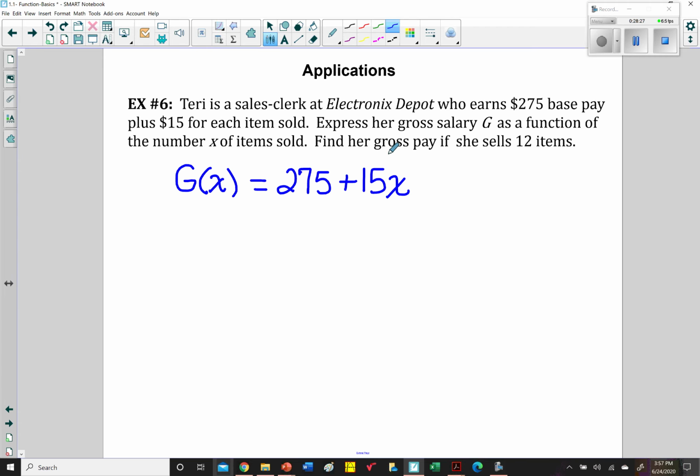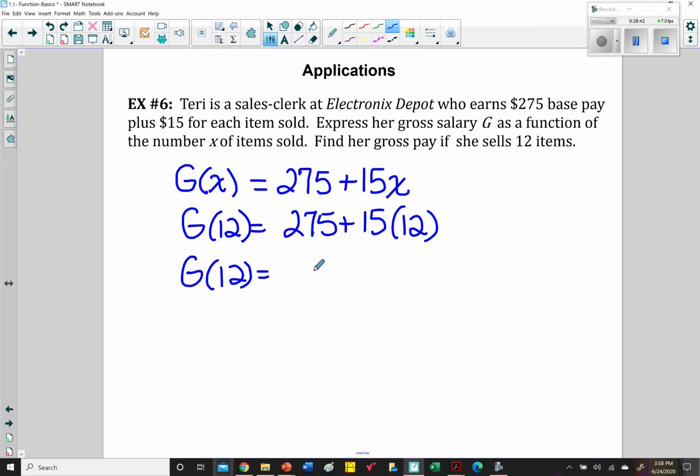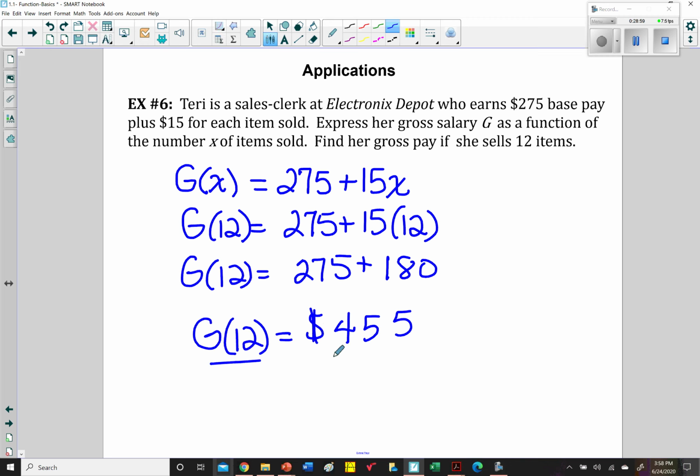And then what would her gross pay be if she sells 12 items? Well, that just means to evaluate using our function notation. 15 times 12. So Carrie is going to earn $275 plus what's 15 times 12? Is that 180? So $455. If Carrie sells 12 items at the store, she'll be paid $455.